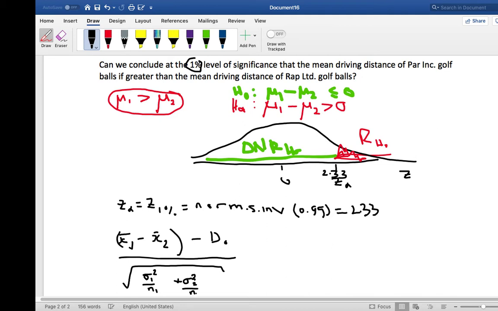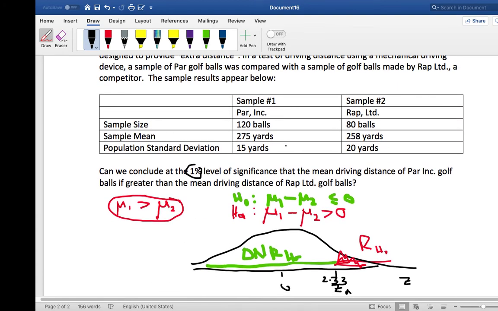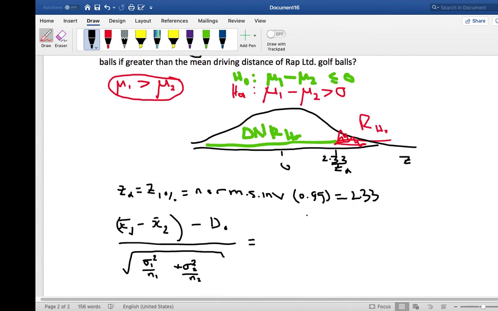over n2. So in the previous example that we did, I showed you how to do this in Excel. So I'm not going to do this in Excel this time. However, I'll show you what numbers you need to put into Excel. So the first thing is x1 bar. It was the mean of the first sample. The mean of the first sample we can see here is going to be 275, and we're going to subtract the mean of the second sample, which is 258. So that first part is going to be 275 minus 258.